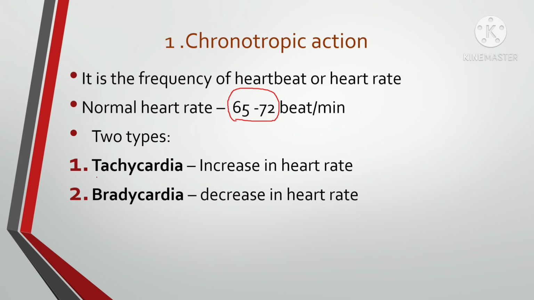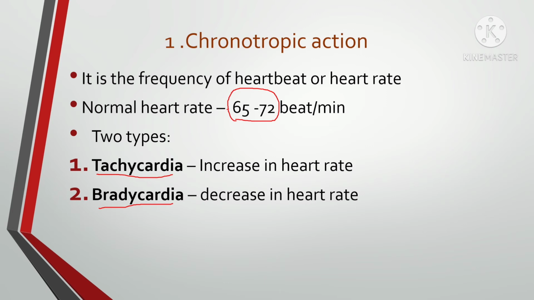There are 2 types, tachycardia and bradycardia. These words are also still difficult to understand. Don't worry, once you start learning this, it will automatically be recalled in your brain. Once again, it is the frequency of heartbeat or the heart rate, that is how much the heart rate will take place. So this action will tell the frequency of the heartbeat. If the heart rate increases, it is called tachycardia. If the heart rate decreases, it is called bradycardia. It's as simple as that.